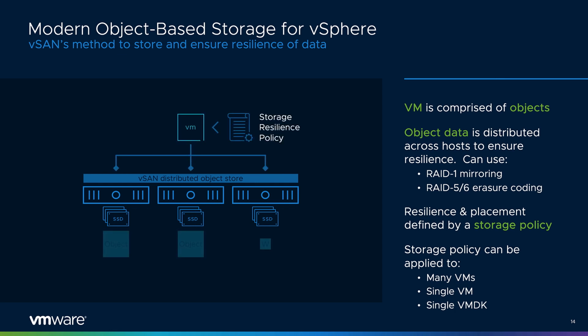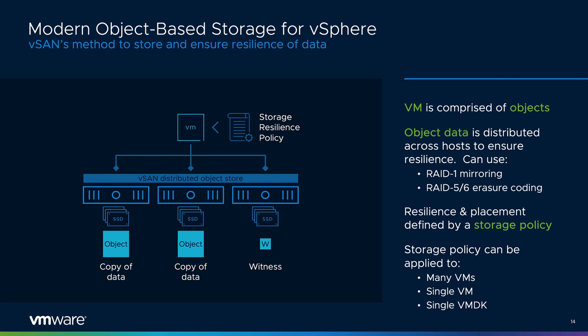VMware vSAN uses a data placement approach that is most analogous to an object store. VMs that live on vSAN storage are comprised of a number of storage objects, which can be thought of as a unit of data. That data is placed across hosts in the cluster to ensure the resilience of the data. What makes vSAN so powerful is that the administrator simply applies a storage policy to one or many VMs that defines the outcome or the desired level of resilience, and vSAN takes care of the rest.